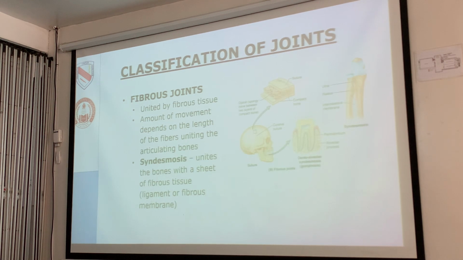The fibrous joint is united by fibrous tissue, and the amount of movement depends on the length of the fibers uniting the articulating bones. This is the syndesmosis. It unites the bone with a sheet of fibrous tissue, ligament, or fibrous membrane. The example of this one is the radius and ulna on the proximal side. The fracture that I've shown you was on the distal portion. This one is on the proximal portion, radius and ulna.